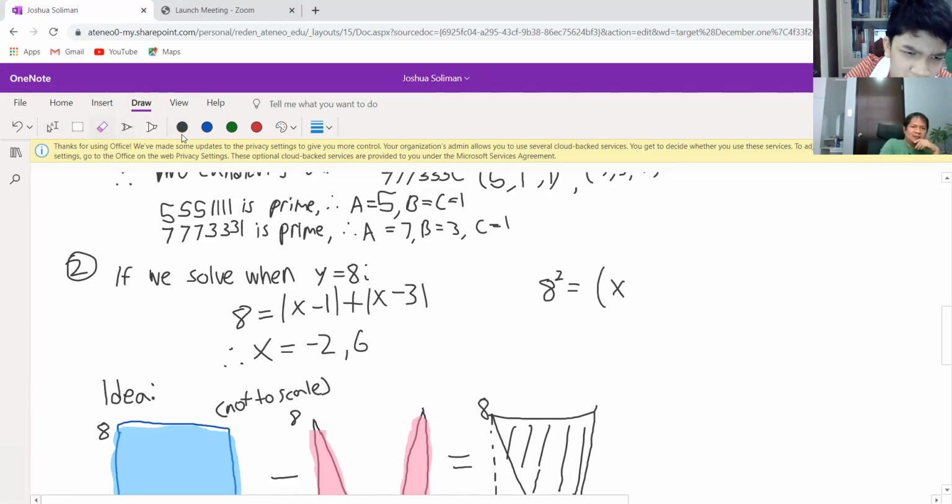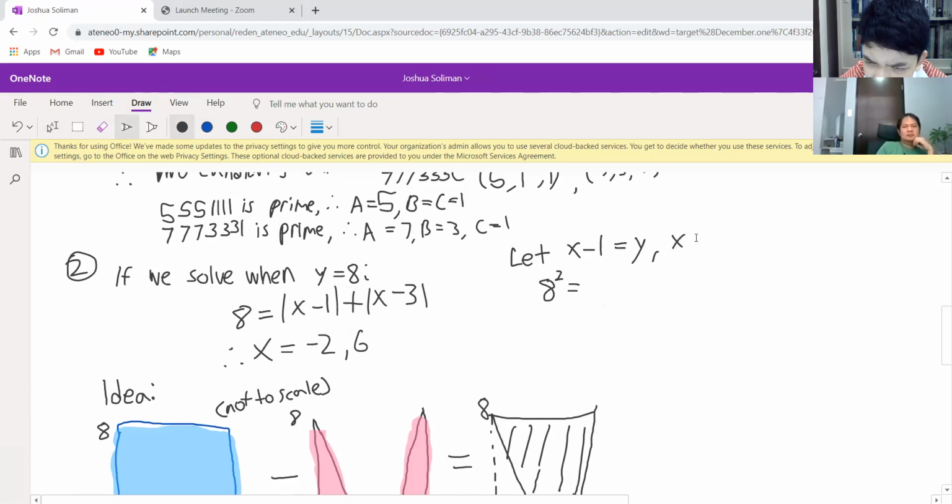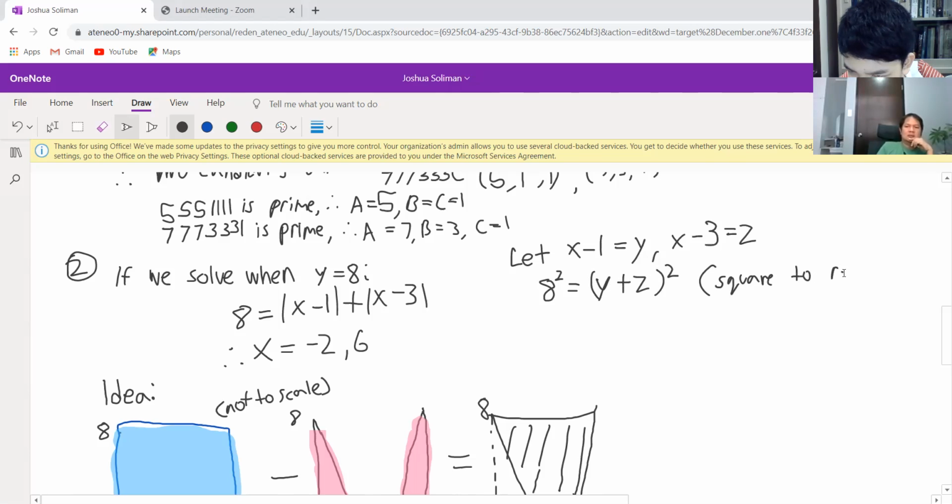Wait, let's see. Yeah, square to remove. All right.